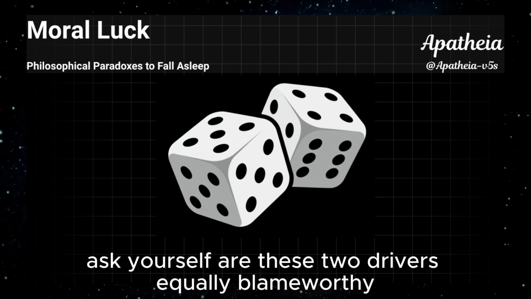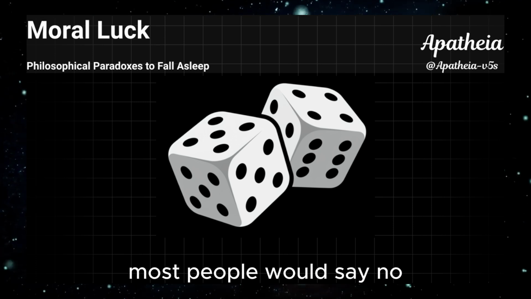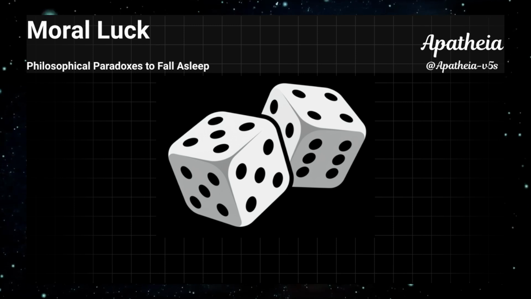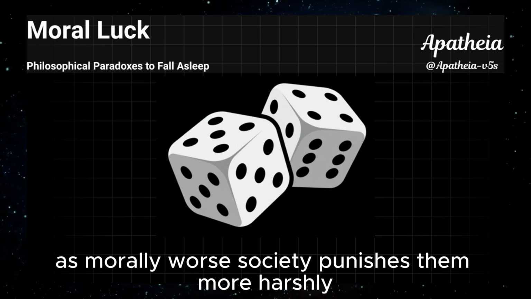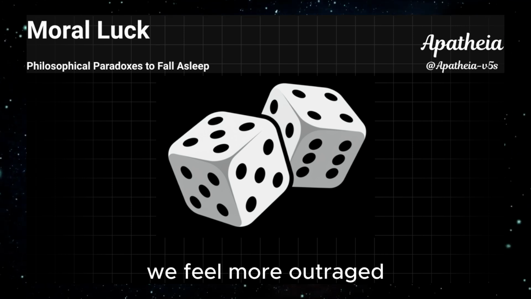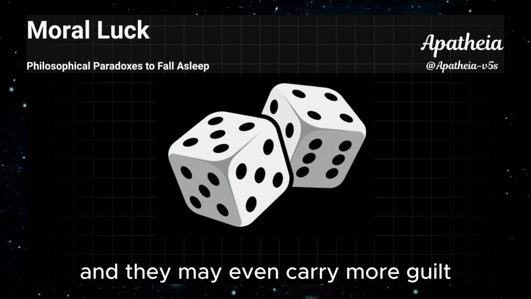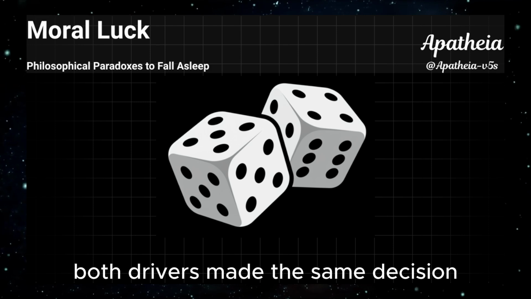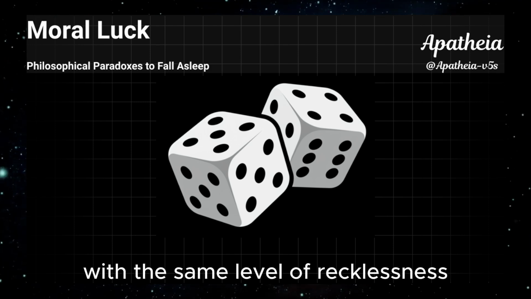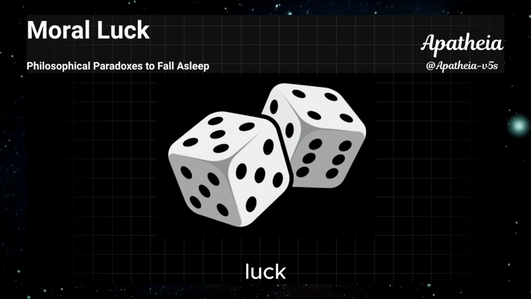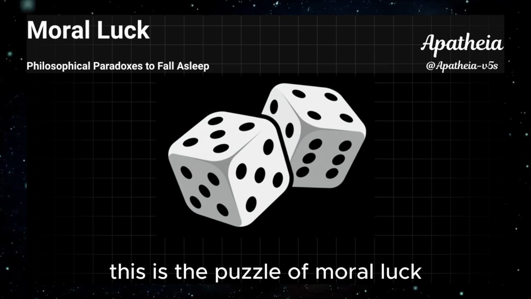Now pause. Ask yourself, are these two drivers equally blameworthy? Most people would say no. We instinctively treat the second driver, the one who killed someone, as morally worse. Society punishes them more harshly, we feel more outraged, and they may even carry more guilt. But here's the troubling part. Both drivers made the same decision, with the same level of recklessness. The only difference was something outside their control. Luck.